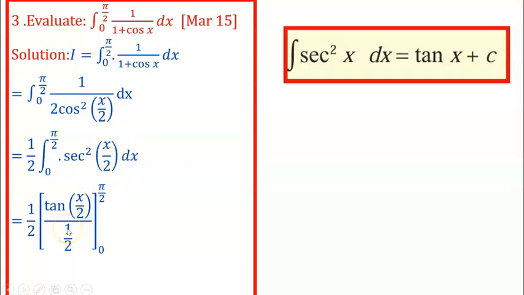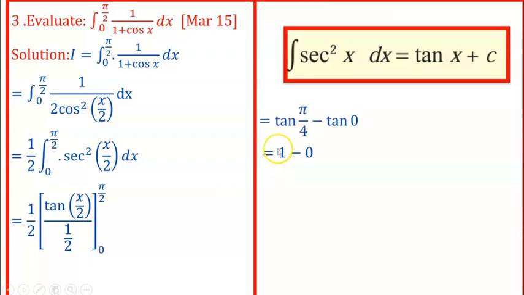The derivative of x is 1, that is 1 upon 2. Upper limit is pi by 2, lower limit is 0. Now upper limit minus lower limit: here the 2 gets cancelled, that is tan of pi by 4 minus tan 0. Tan of pi by 4 is 1, tan of 0 is 0, and hence you will get I equals 1. Okay, and this is the answer.